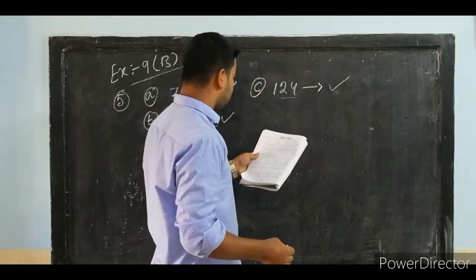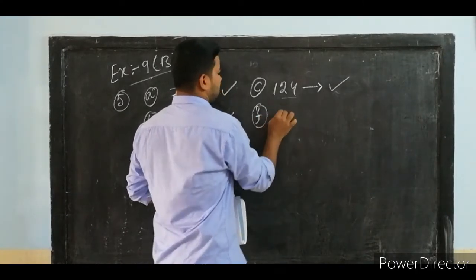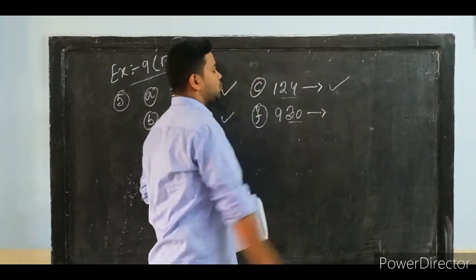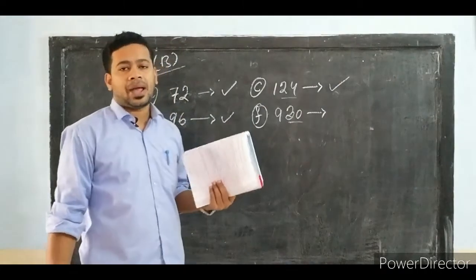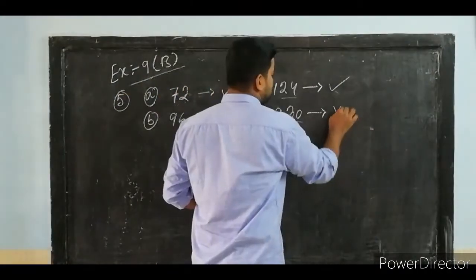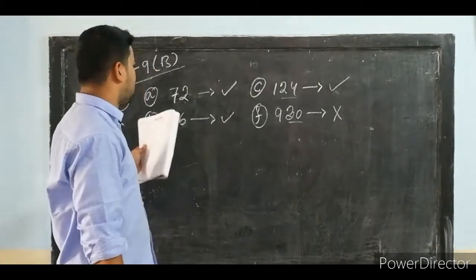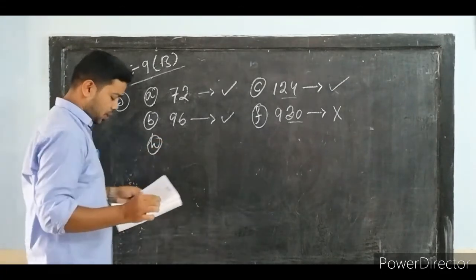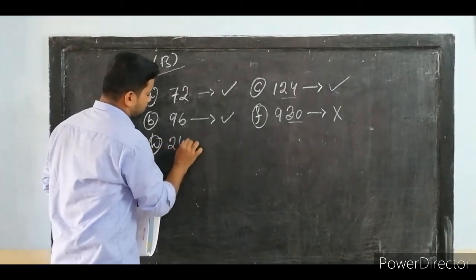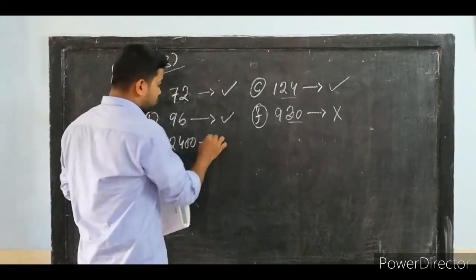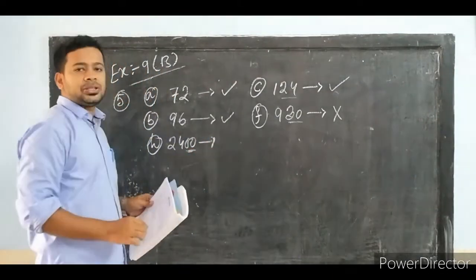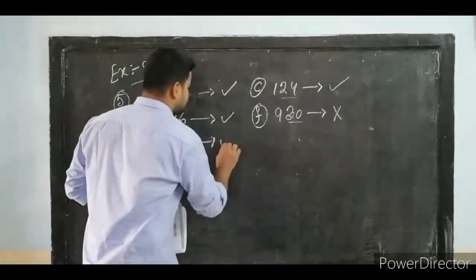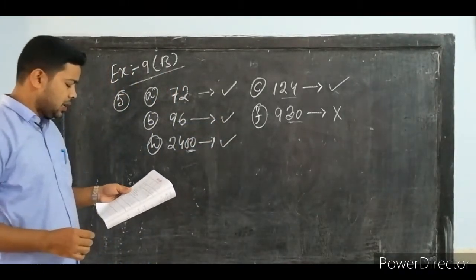Now after C, let's move to question number F. The number is 930. Since we have 30 in the last 2 digits and we know that 30 is not divisible by 4, we can say 930 is not divisible by 4. So A, B, C, then F we did. Now let's move to question number H, where we have 2400. Here the last 2 digits are 00, and we know if the last 2 digits are 00, then it is divisible by 4. So we can say 2400 is also divisible by 4.